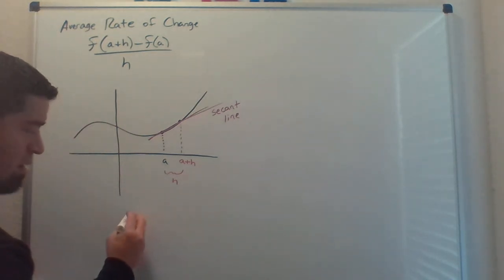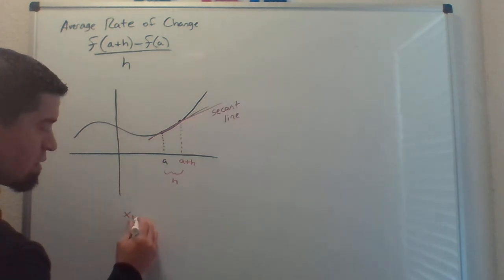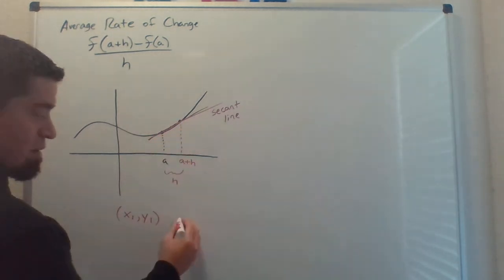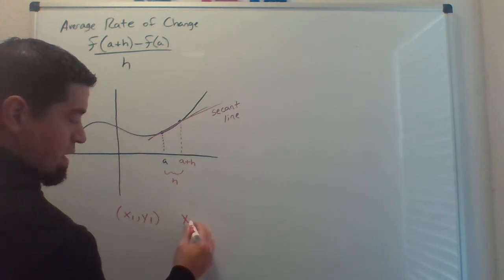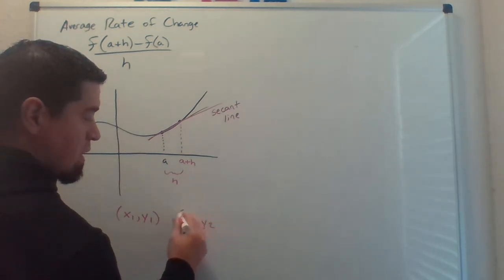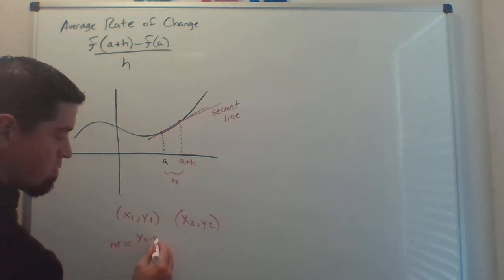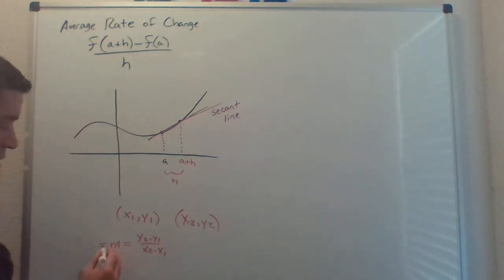Now before, if you had 2 points, like I have here, and I called them x2, y2, what can you do? You can find the slope with this formula, y2 minus y1 over x2 minus x1. And the slope, I mentioned, was also called the average rate of change.